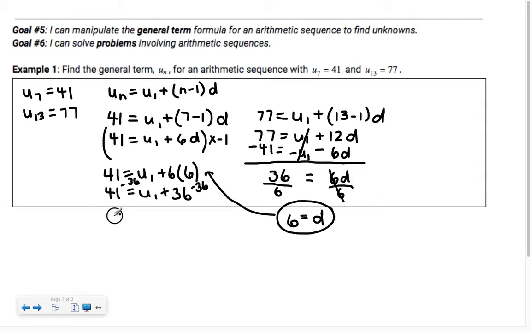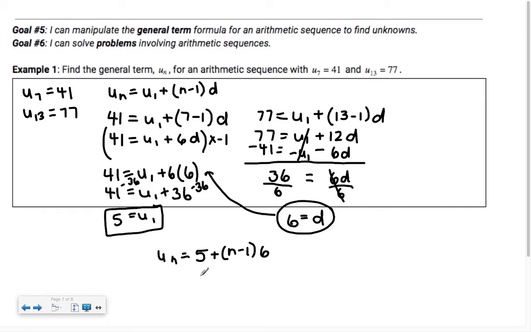41 subtract 36 gives me 5. And I know that my first term, u1, is going to be 5. I'm almost there, but the question asked me to find my general term formula, so un. So un is equal to u1, which is 5, plus n minus 1 times my common difference, which is 6.